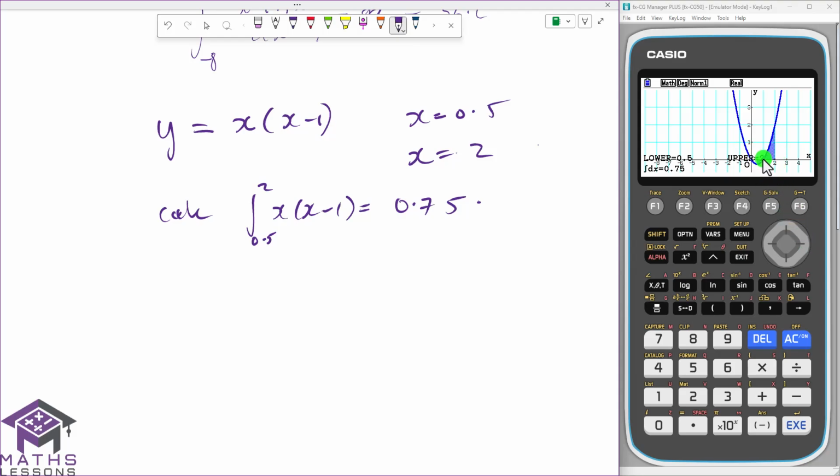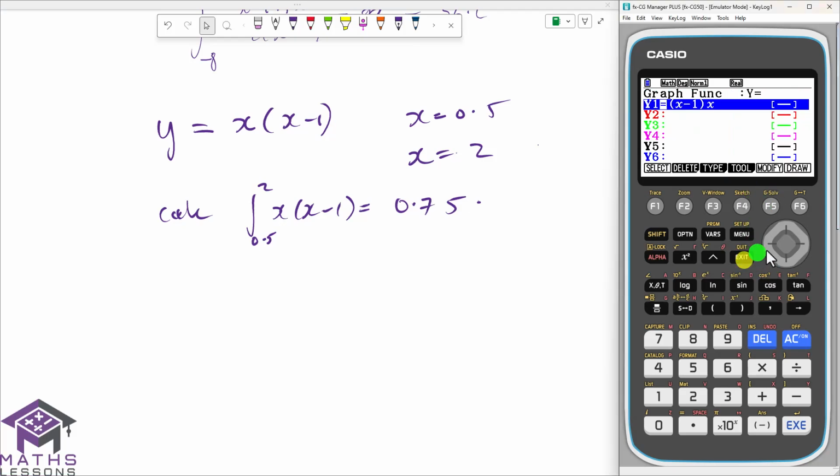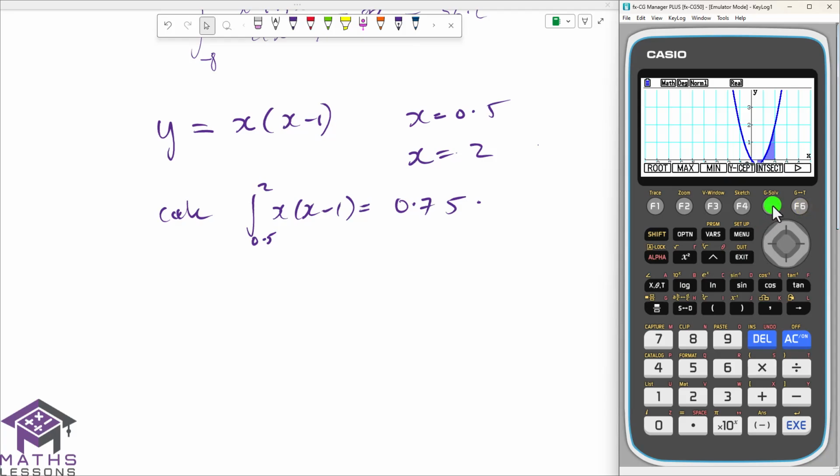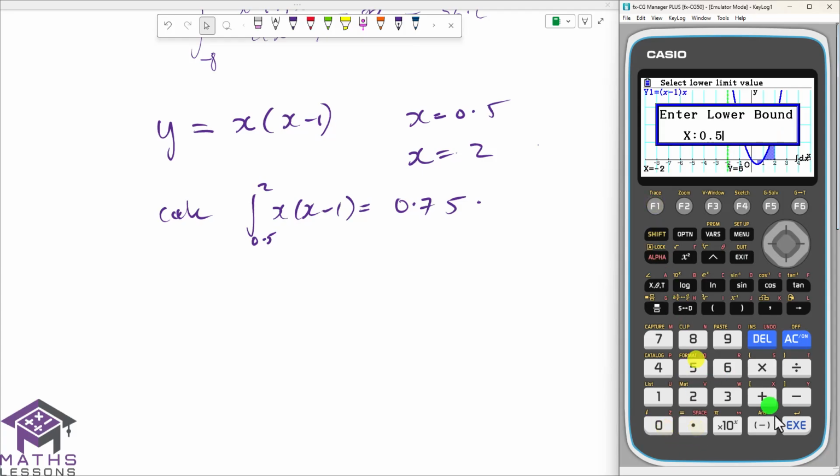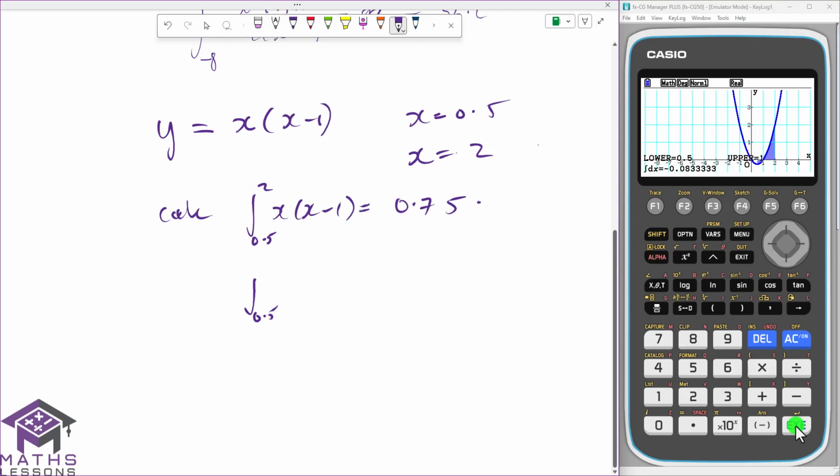What I'm going to do, we can see the graph crosses at 1. It's obvious it crosses at 1, it crosses at 0 from the factorization here. I'm going to find this between 0.5 and 1, and I'm going to find it between 1 and 2. Let's just go exit and let's draw again. Let's do graph solve. I'm going to put my lower value of 0.5 and my upper value of 1 in.